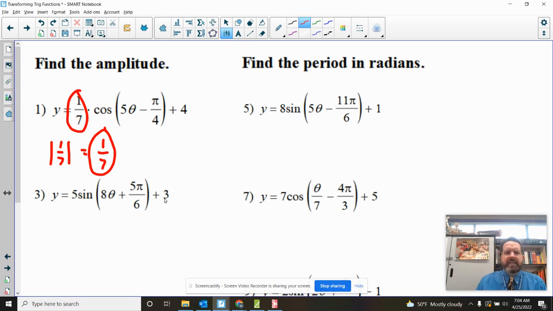Down below, once again, look to the front of the trig function for the multiplier. Your amplitude is the absolute value of that number. So amplitude in this case is the number 5.